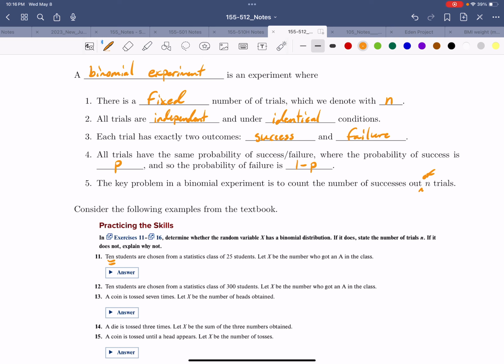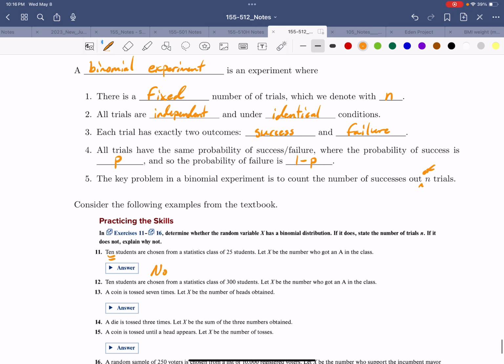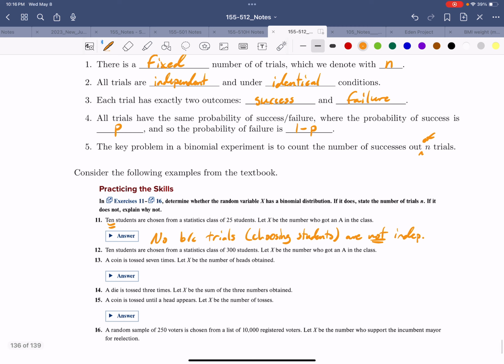All trials are independent? Well, no, they're not, because when you choose the first student out of 25, the sample pool is now down to 24, and then you choose another one out of 24. That's not quite the same as choosing one out of 25. So, no, because the trials, which is to say choosing students, are not independent.